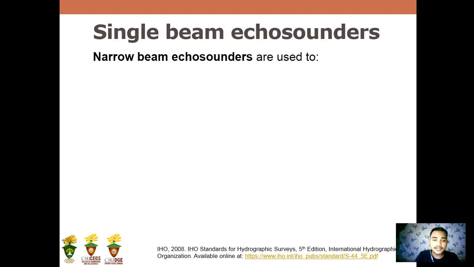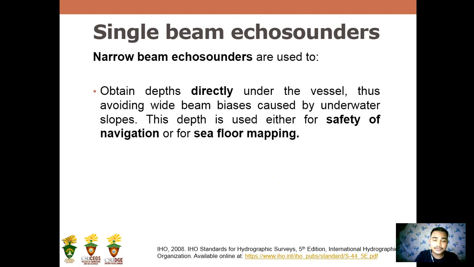And narrow beam echo sounders are used to first obtain depths directly under the vessel. So, as we said in class, what is directly below the ship is where the information is obtained, thus avoiding the wide beam biases caused by underwater slopes. This depth is used either for safety navigation or seafloor mapping.